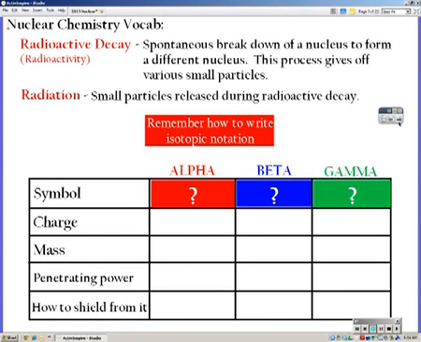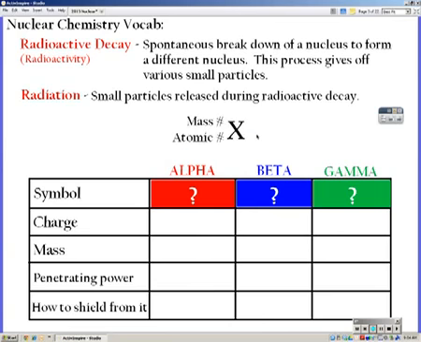Remember that you need to know how to write isotopic notation. We're going to be using that a lot in this section, and that's mass number over atomic number, and then the symbol of the element.